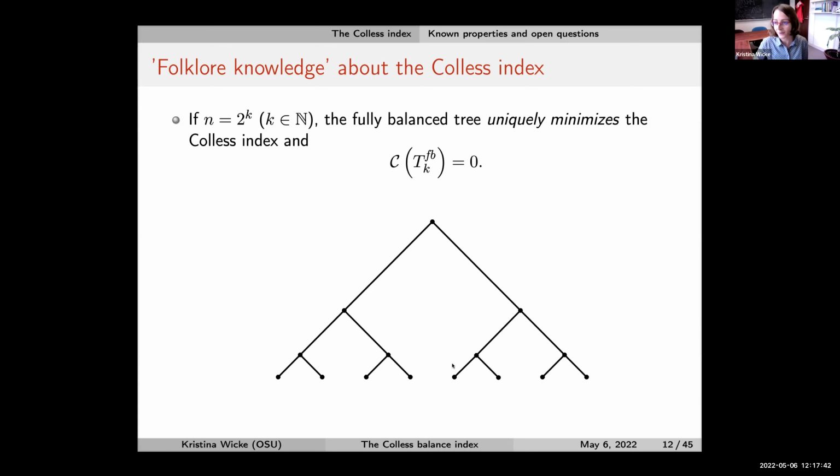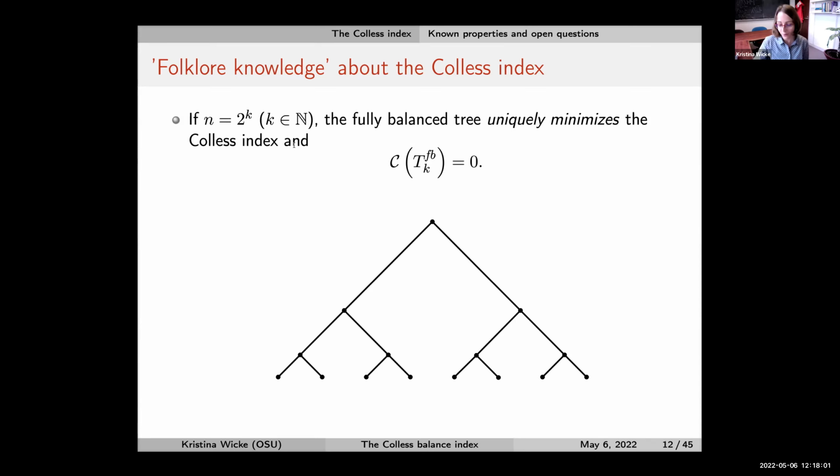And for the other direction, assume you have a tree with Colless index 0. Then, again using induction, you can show that the tree must be a fully balanced, or fully symmetric, tree. Okay, however, this tree only exists if n, the leaf number, is a power of 2.